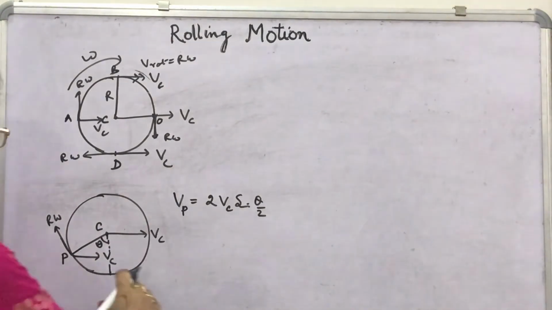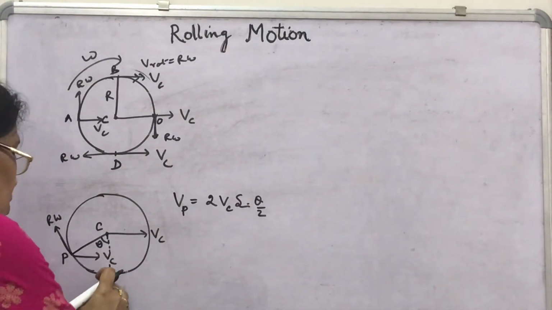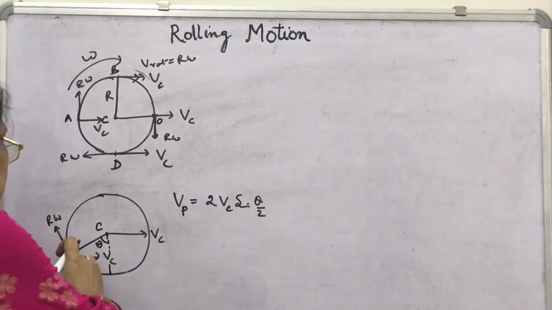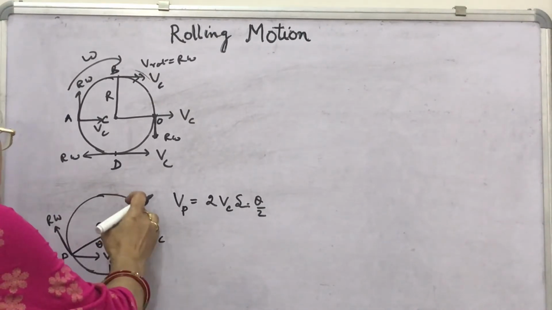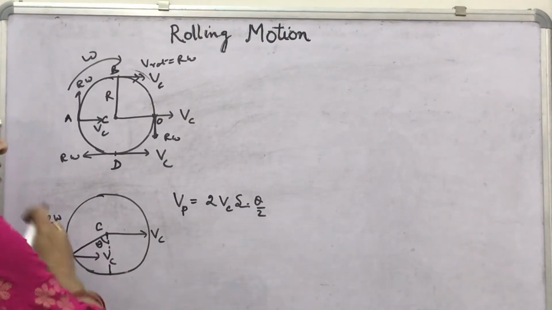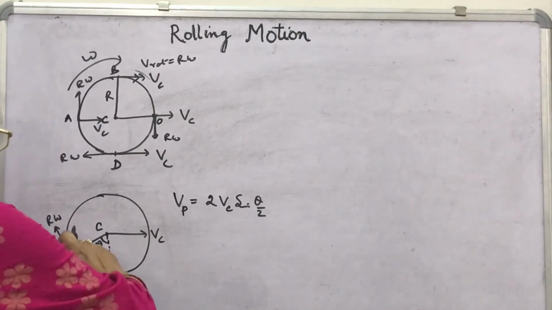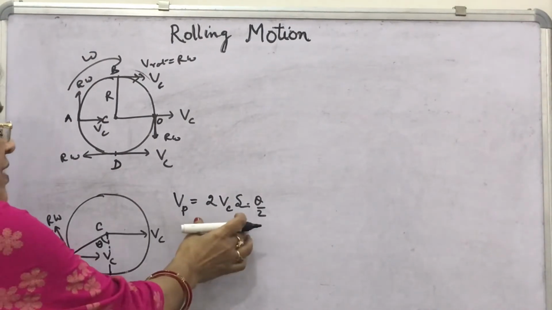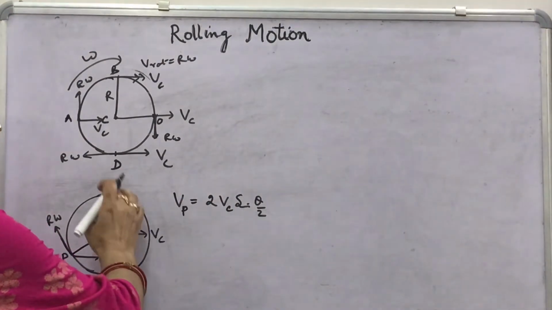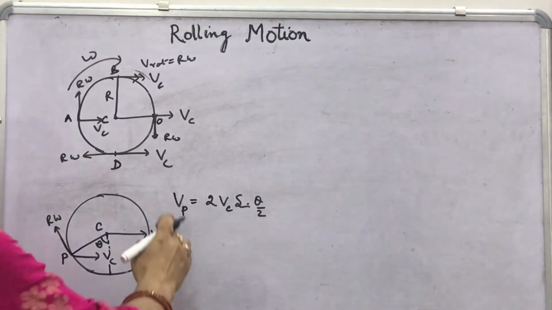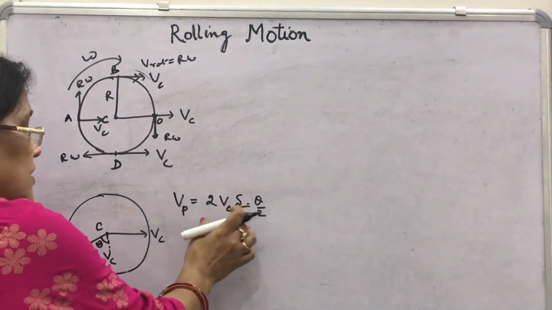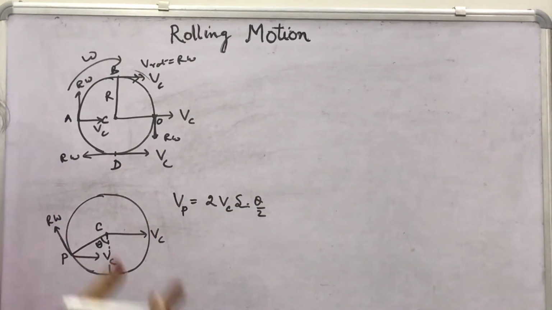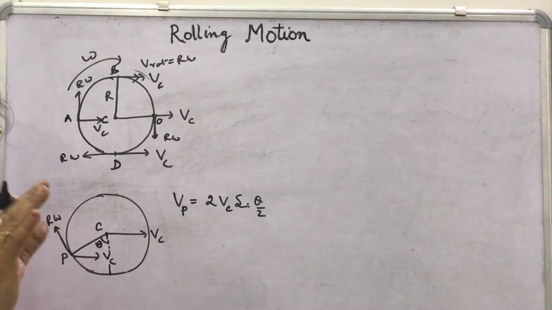Learn that theta is measured from the lowermost point to any other point. P may be at any other situation. Here, look, the position of point P may be different. You will find the angle and you calculate the velocity at that particular situation. This relation is very important because it is used directly to save time in competitive examinations.